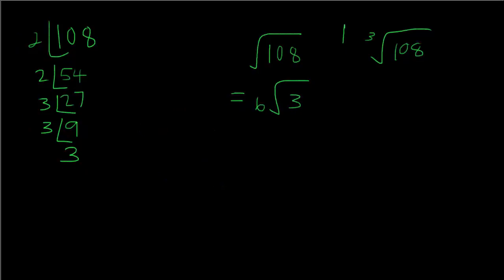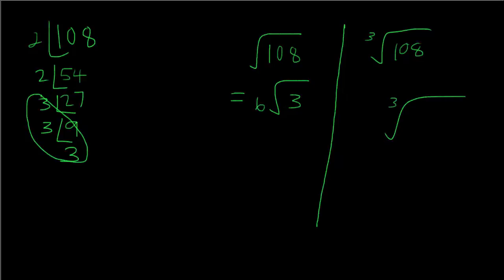For the cubed root of 108, we're looking for something that repeats 3 times. So, okay, 2 repeated twice, but ironically 3 repeats 3 times. Since 3 repeated 3 times, it comes out once, and then this 2 was not a part of a group of 3, and that 2 was not a part of a group of 3. So they have to remain on the inside. And the answer is 3 cubed roots of 4.